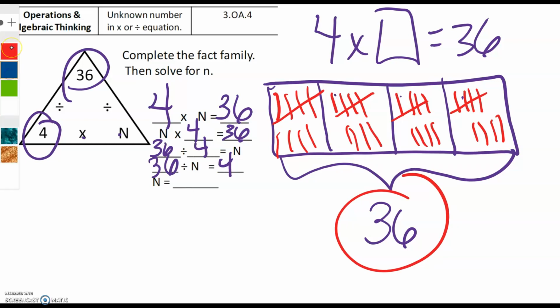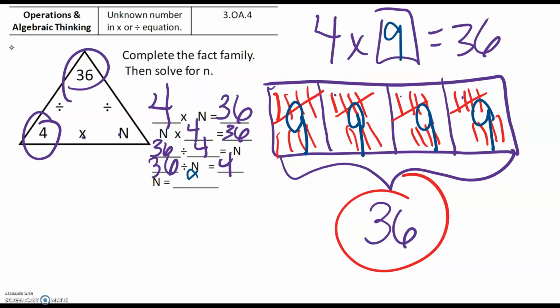So I come over here, I have 5 plus 4. In this group I have 9. This group I have 9, 5 plus 4. That group I have 9, 5 plus 4, 9. So I know that n equals 9.